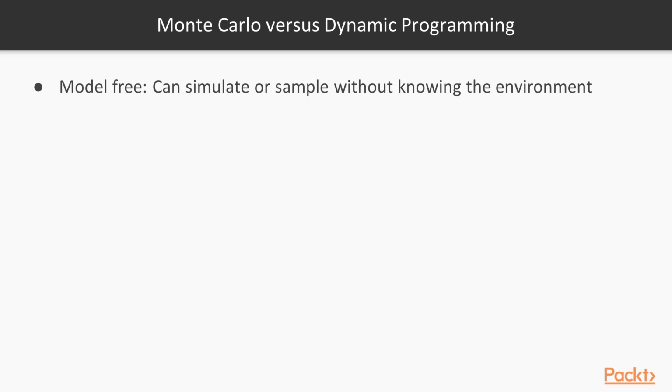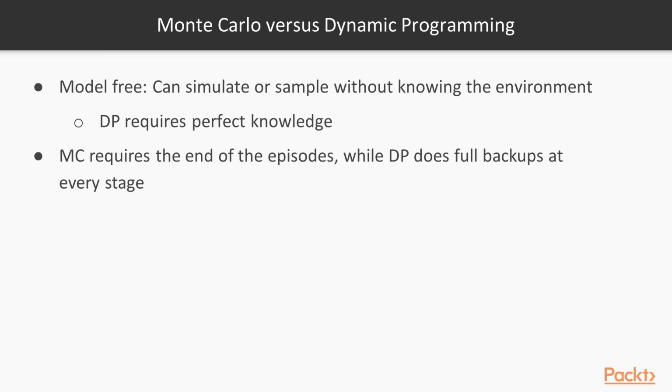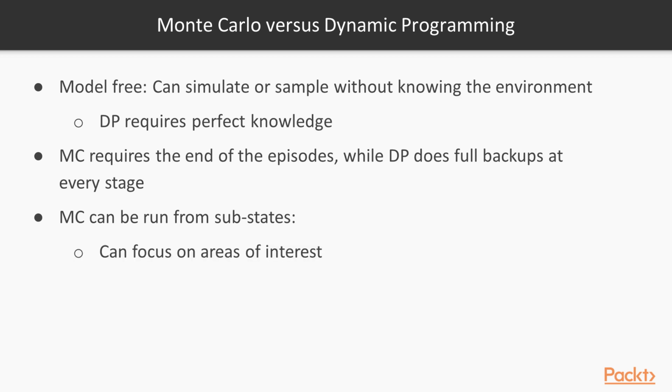By contrasting Monte Carlo to dynamic programming and TD methods, we can help highlight the strengths and weaknesses of each technique. MC is model-free and can simulate or sample episodes without knowing environment properties. Dynamic programming requires perfect knowledge of the environment. MC requires the end of episodes, while DP does full backups every step. MC can be run from substates until the end of the episode. This allows MC to focus on performing backups in areas of interest.